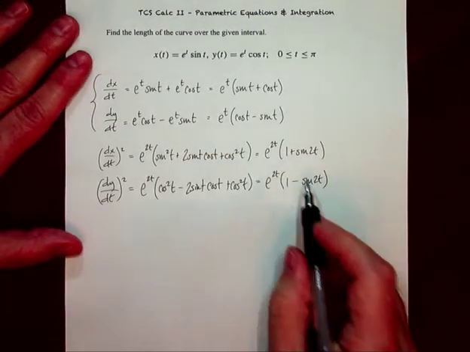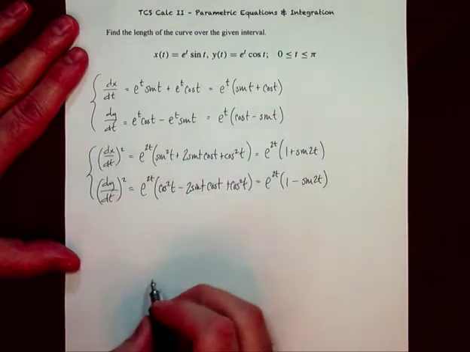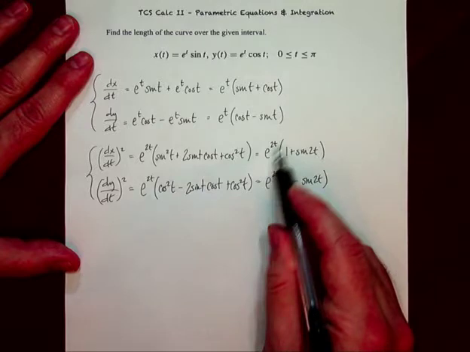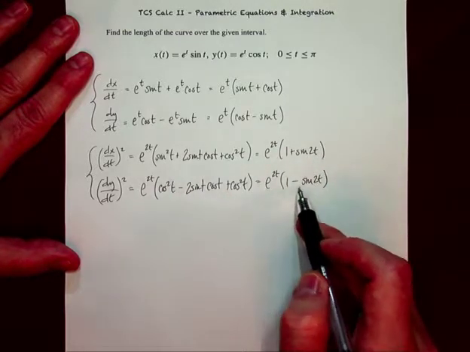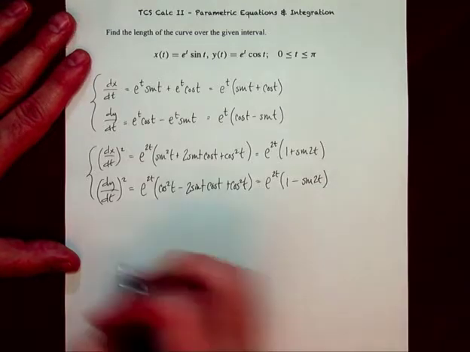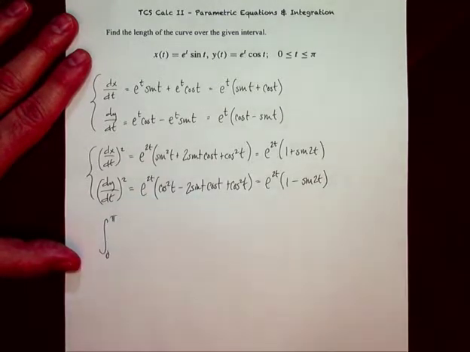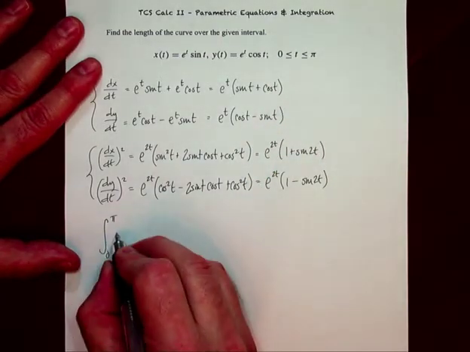Now, of course, when you add these together, you're going to get e to the 2t factored out, and you're going to get 1 plus sine 2t, 1 minus sine 2t. And so the sine 2t's are going to cancel. But let's go ahead and just plop it down from 0 to pi. I was given my alpha and my beta, my limits of integration.